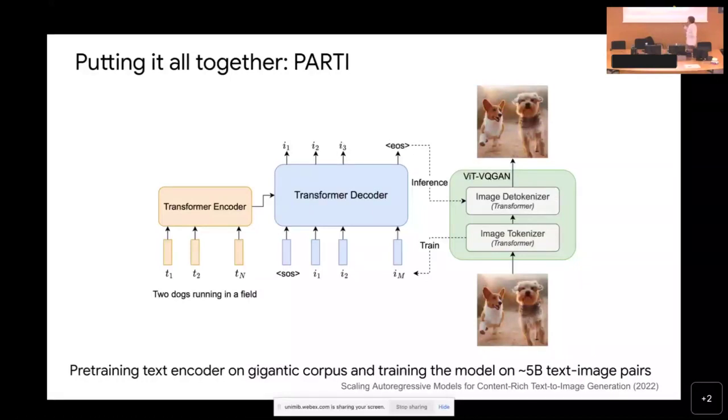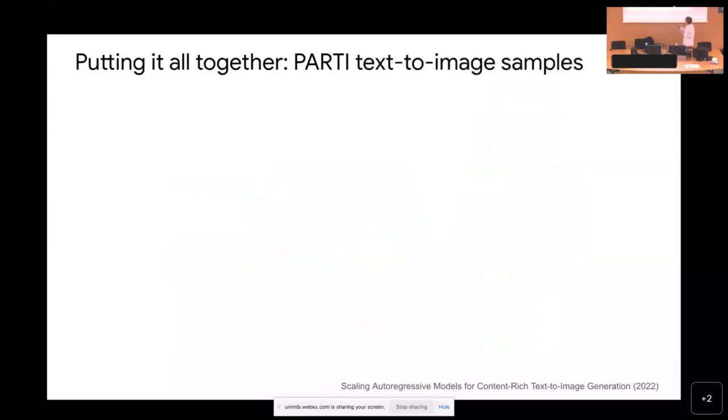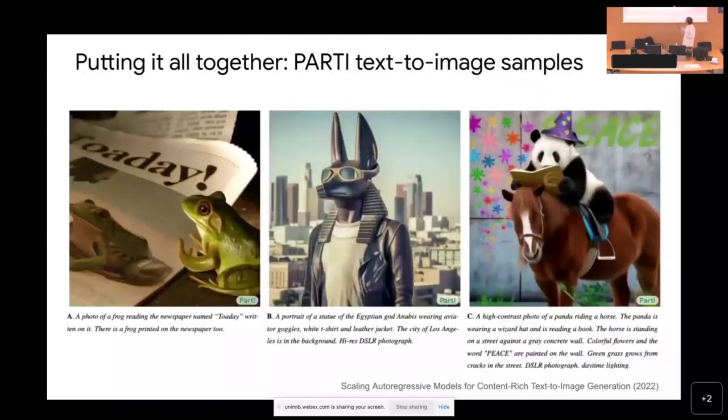Another important point is that it's done on 5 billion such pairs. So not 250 million, but if I read correctly, 5 billion text-to-image pairs. So it's all of the internet. I mean, not all the internet, but a chunk of it. And then you get amazing things like this. This is basically state of the art today. This could make you chuckle. It's really awesome.